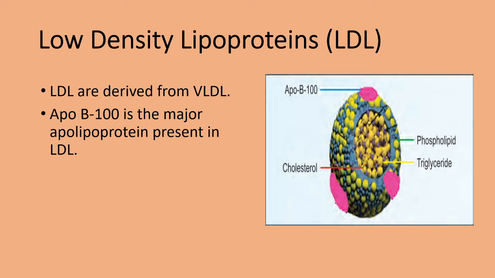It contains a high percentage of protein compared to VLDL. So this LDL will contain 80% lipid and 20% proteins. The lipid components of this LDL include 50% cholesterol, 22% phospholipids, and 8% triglyceride. The only apoprotein present in low density lipoprotein is ApoB100.